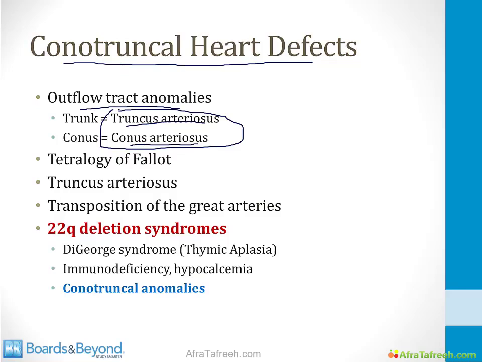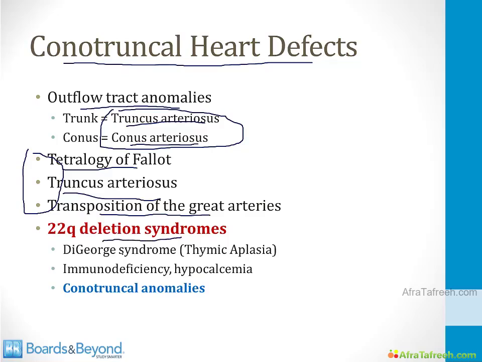So conditions that are considered examples of conotruncal heart defects are tetralogy of Fallot, truncus arteriosus, and transposition of the great arteries. In all three of these conditions, there are problems with the outflow from the right and left ventricles. And the classic condition in which conotruncal heart defects occur are the 22q deletion syndromes. One of these is DiGeorge syndrome, which is also called thymic aplasia.